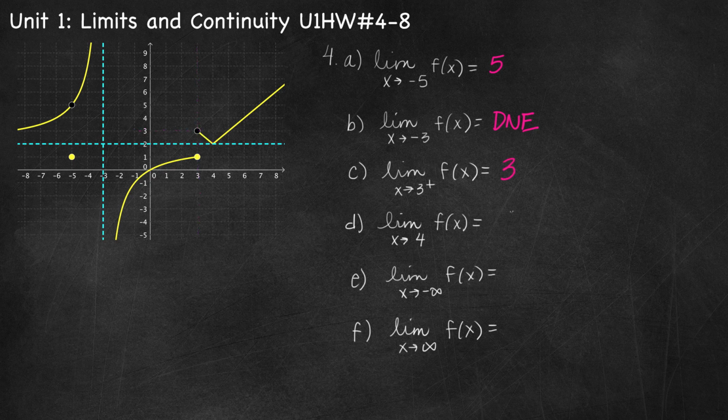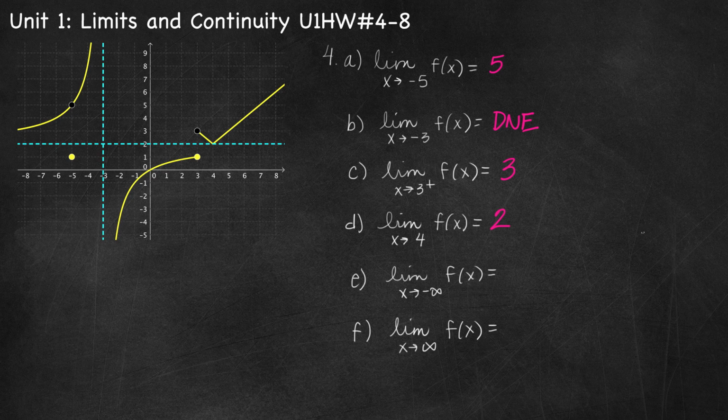Part D, find the limit of f of x as x approaches 4. So here's 4. And this time we're looking for a two-sided limit. So as we approach from the left-hand side, we're getting closer and closer to this y value of 2. As we approach from the right-hand side, we are also getting closer and closer to this y value of 2. So our limit is 2.